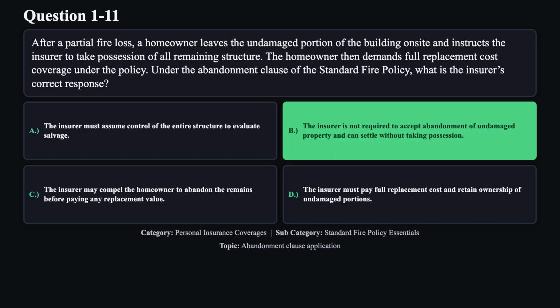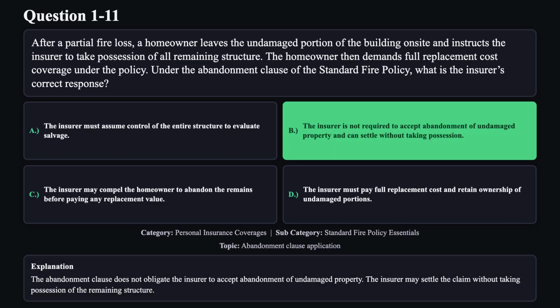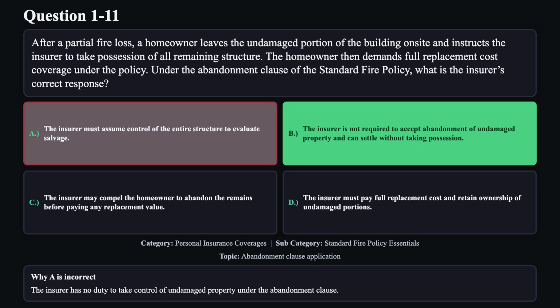The correct answer is B. The abandonment clause does not obligate the insurer to accept abandonment of undamaged property. The insurer may settle the claim without taking possession of the remaining structure. Reason A is not correct. The insurer has no duty to take control of undamaged property under the abandonment clause.